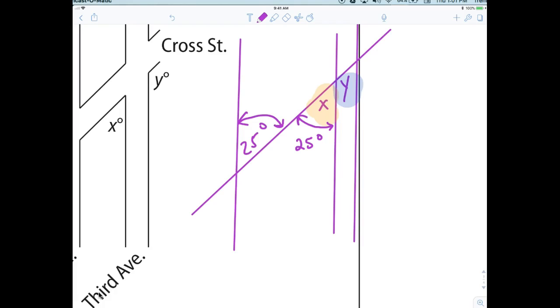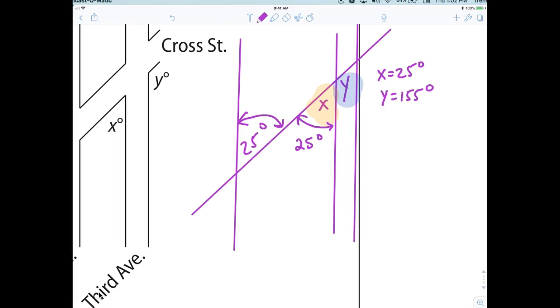All right. Yeah, so you subtract from 180. All right, so you should be able to see now that x is equal to 25 degrees and y would be 155 degrees.